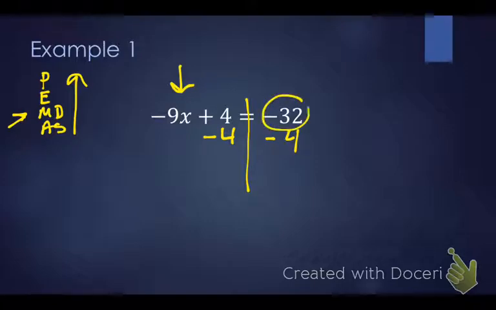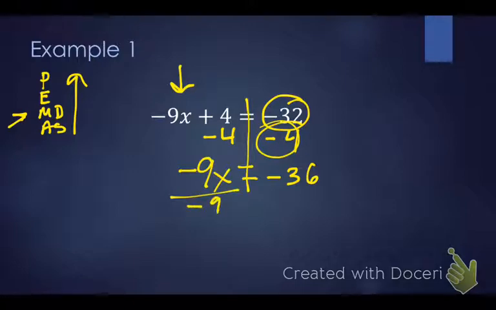These are both bills, so I have a bill for 32 and a bill for 4. That means I owe $36. Now, I also have negative 9x. Negative 9 times x, that's multiplying. So we need to do the inverse, which is divide. We're going to divide by negative 9.